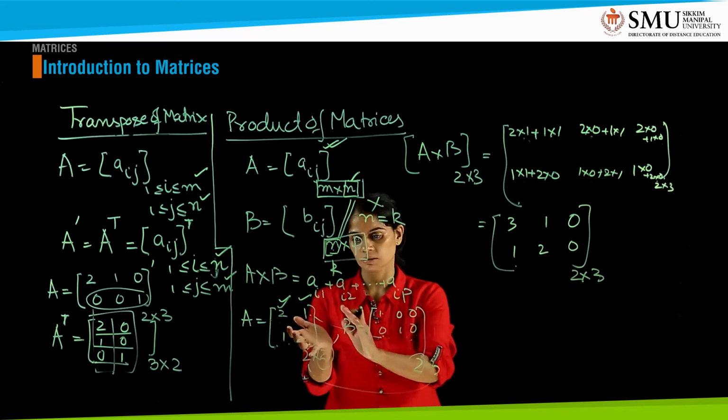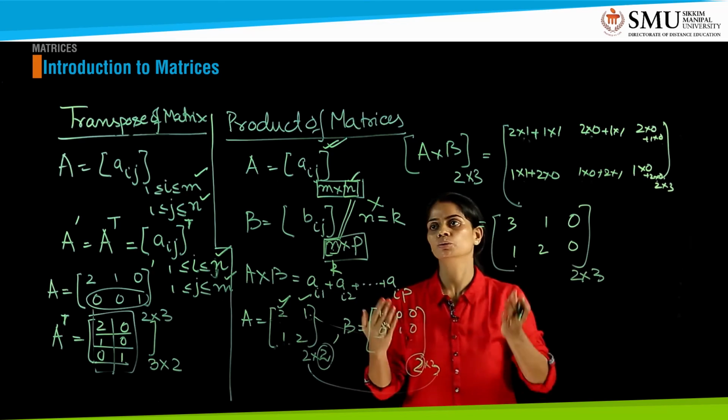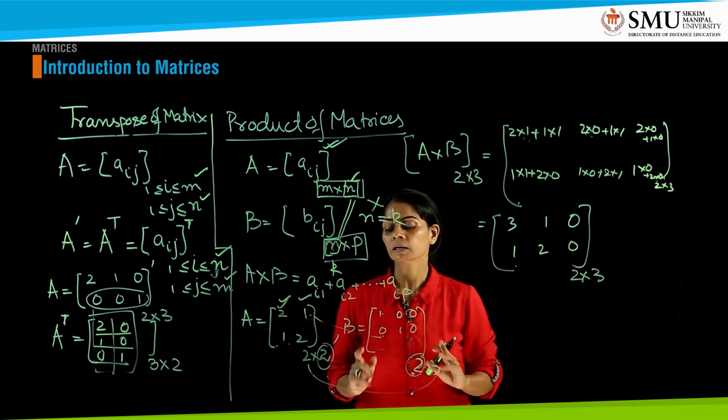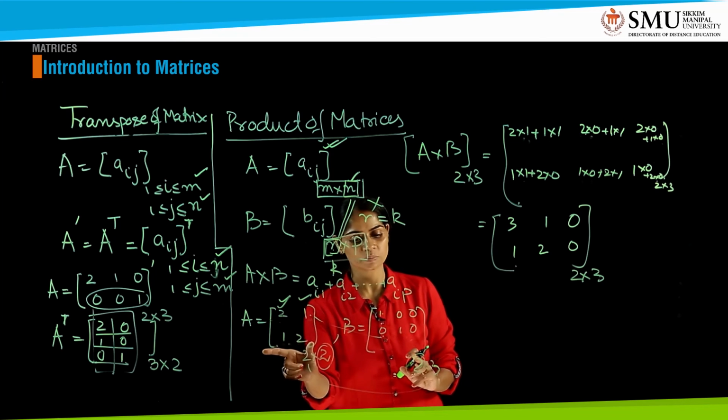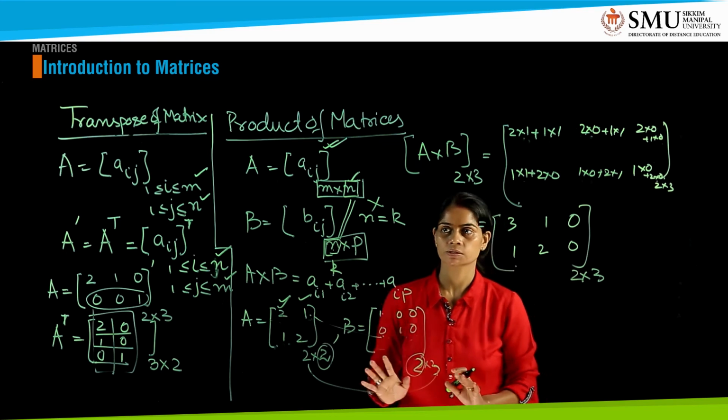So, this is how we did it with these small matrices. In a similar way, you can do the product for higher orders also. But the first condition is that the number of columns of the first matrix should always be equal to the number of rows of the second matrix.